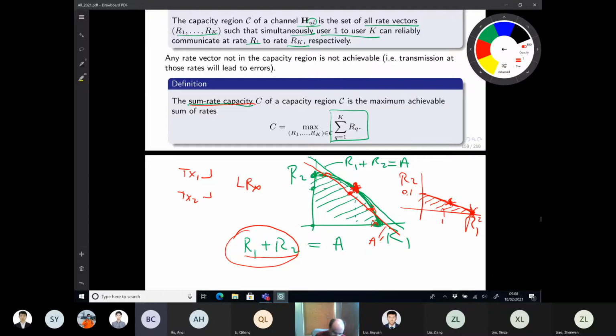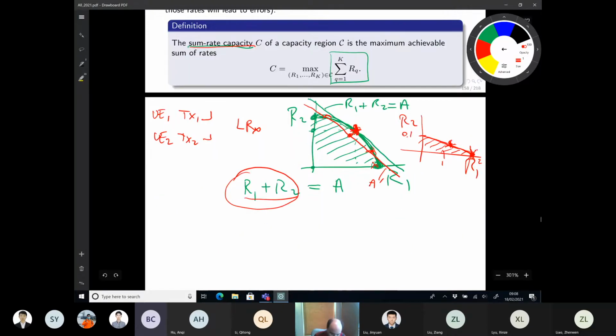Okay, so this is, let's say I could call it user 1 if you prefer, and user 2, and I have a single receive antenna. This would be an uplink of a communication system. And then the other scenario that we're going to have to look at is the opposite.